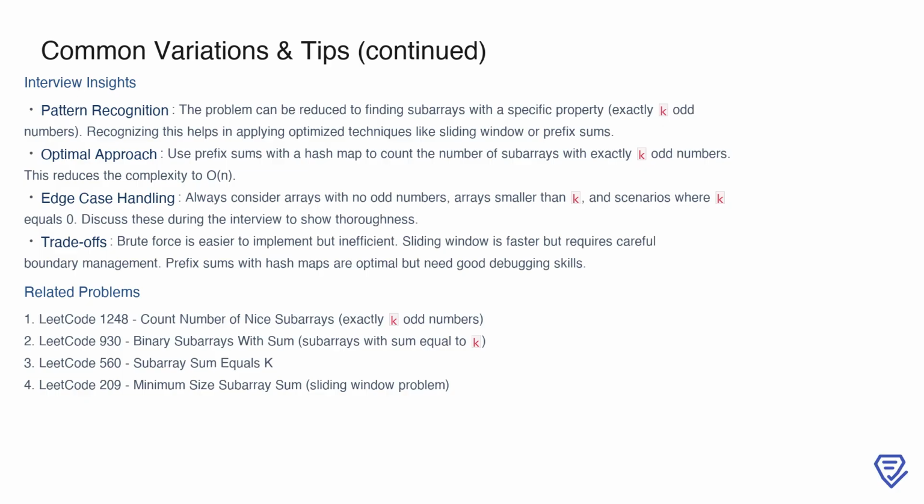Additionally, there are trade-offs to consider. While brute force methods are easier to implement, they're inefficient. Sliding windows are faster but require precise boundary management, and prefix sums with hash maps are the most efficient but involve more advanced debugging skills. If you're preparing for interviews, it can also be helpful to study related problems like LeetCode 930, 560, and 209, which involve similar concepts such as subarray sums and sliding window techniques.